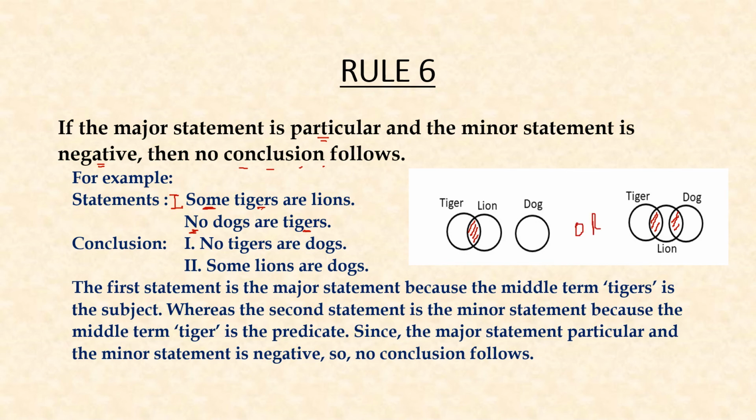Now, let us check with the conclusion. No dogs are tigers. तो tiger और dog तो बहुत दूर दूर हैं, so it is outrightly ruled out. And some lions are dogs, which may or may not be true. So in that case, we follow rule 6 and we say no conclusion follows.